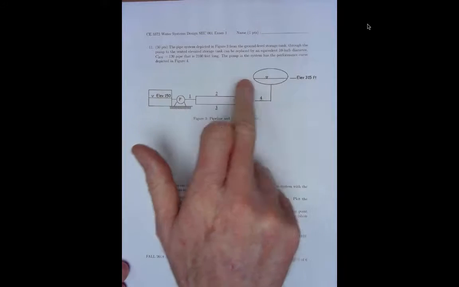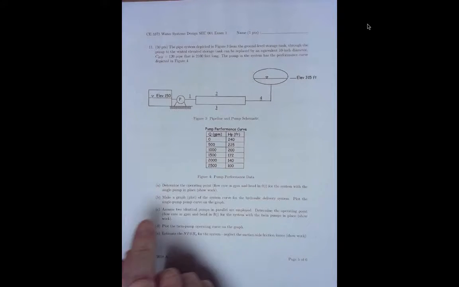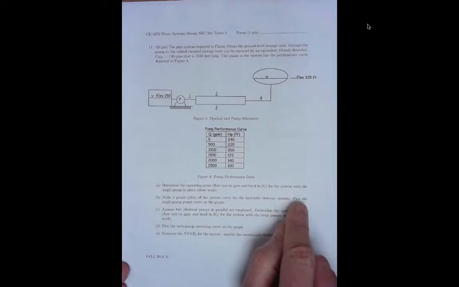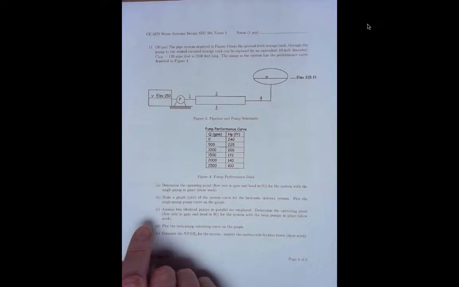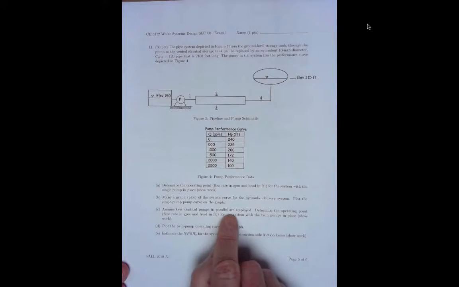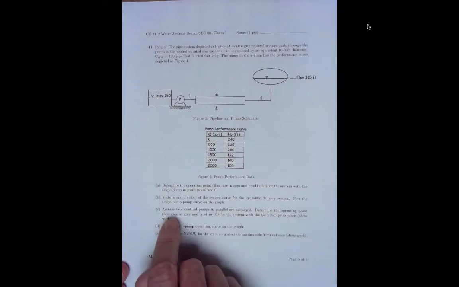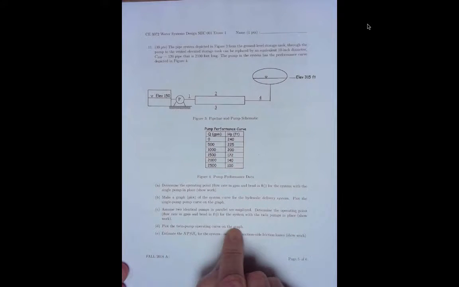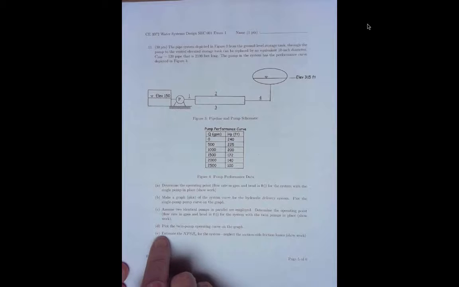Plot the single pump curve on the graph. Then assume that we have two identical pumps in parallel. Determine the operating point for the system with two pumps in parallel. Plot the twin pump operating curve on the same graph and estimate the net positive suction head available for the system. We can neglect the suction side friction losses.